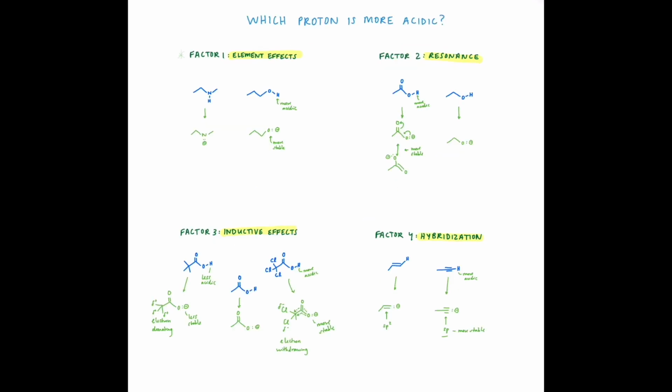Those are some examples for each of our factors relating to charge stability and proton acidity. And let's remember that these factors are ranked in order of importance. So factor 1 is going to be the most important. So look at element effects first, then look for resonance, then look for inductive effects, and then look for hybridization. Those will affect the acid-base chemistry of your compound.